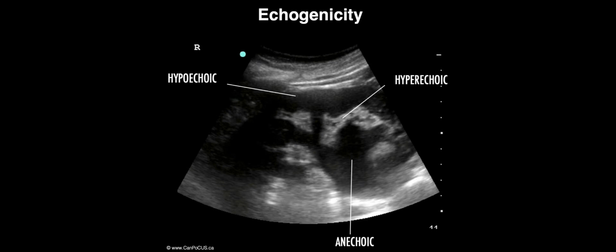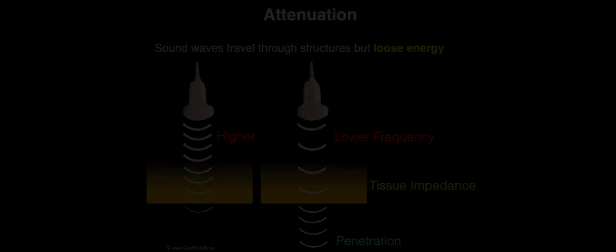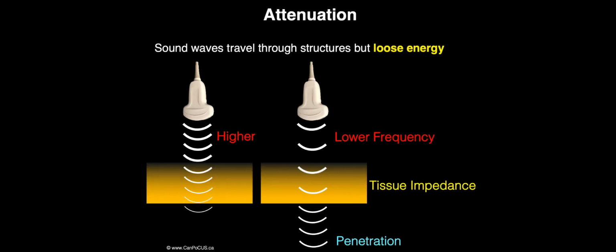The renal pelvis is normally not visualized on ultrasound. In this case, with hydronephrosis, the renal pelvis is distended with urine. Urine, being a fluid, is anechoic on ultrasound. As sound waves travel through tissue, they lose energy. This concept is known as attenuation.